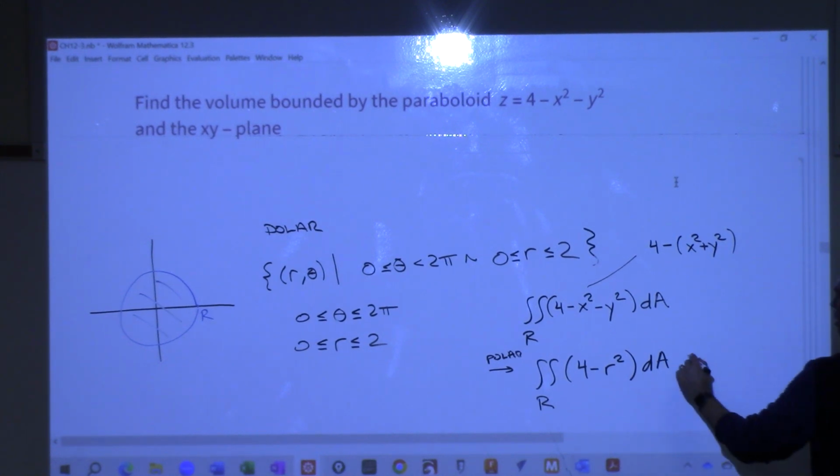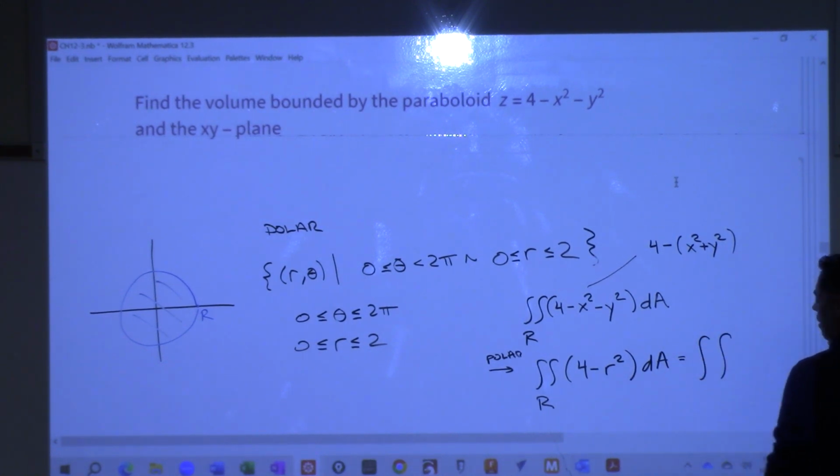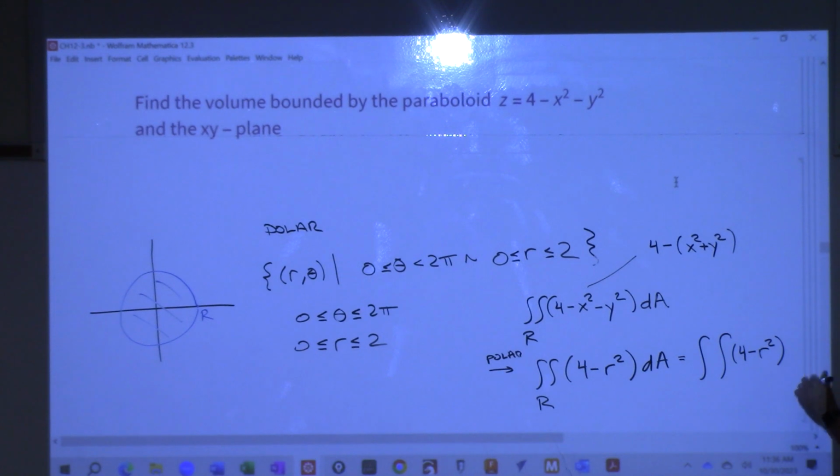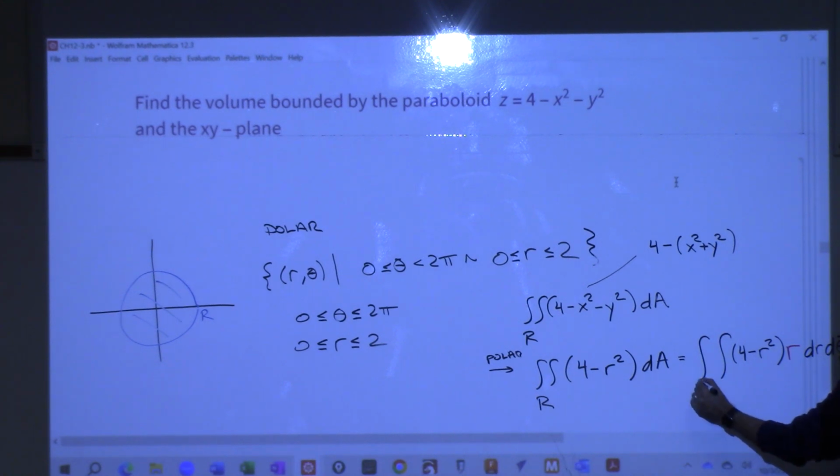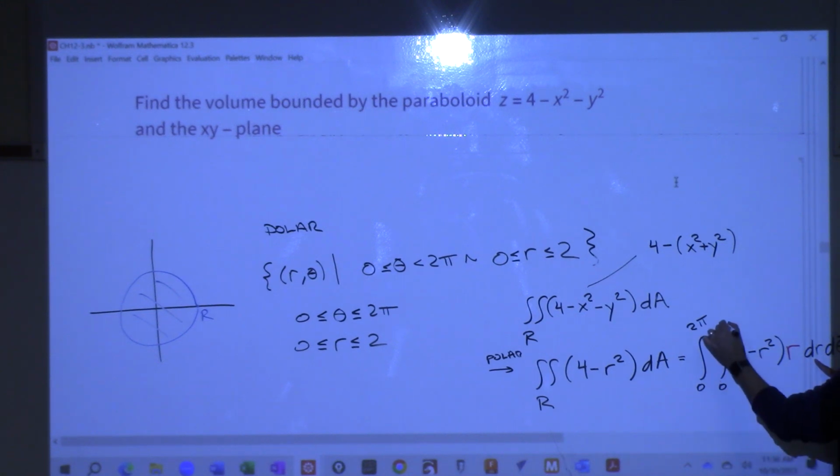All right, so this now becomes a double integral. Let me do this first. 4 minus r squared, and now I have to replace the dA with what? r, right? You need the r in here. And then, do y'all care? Nope. We'll go dr d theta. How about that? Because I have r's in there, right? And then now I can put my limits of integration. Theta is the outer one, 0 to 2 pi, and r is the inner one, 0 to 2.